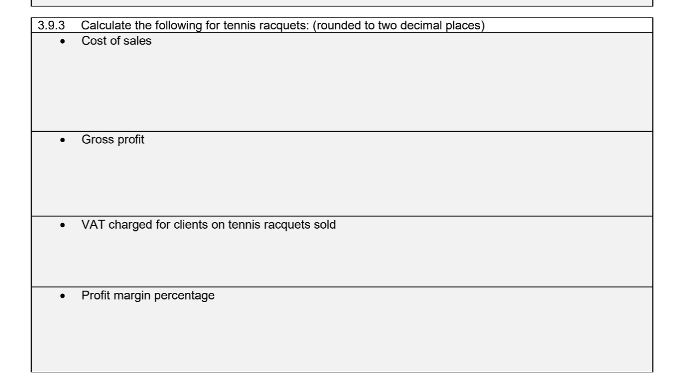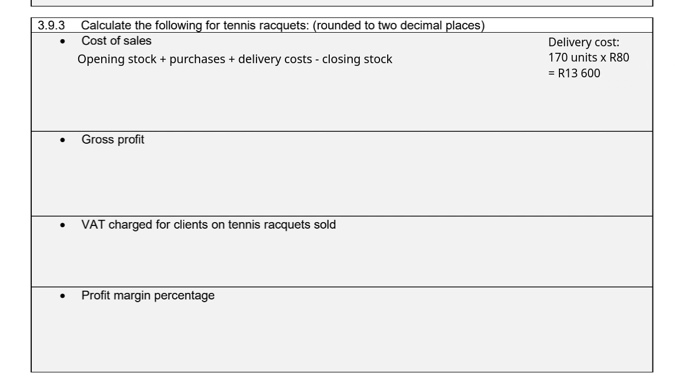3.9.3. Calculate the following for tennis rackets, round off to 2 decimal places. Firstly, we need to calculate the cost of sales. Now remember, to calculate our cost of sales, it's our opening stock plus our purchases plus any delivery costs, as in this question, minus our closing stock. So if we work out the delivery cost, we purchased 170 units during the year and we pay 80 Rand per unit. So our delivery cost will be 170 units times 80 Rand, which is 13,600 Rand.